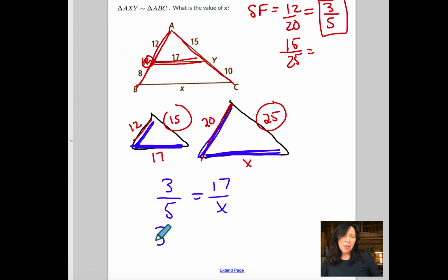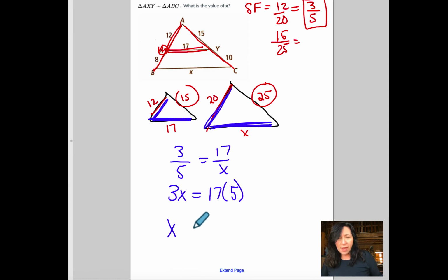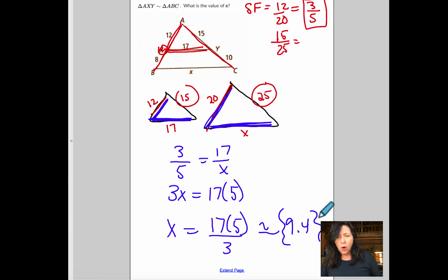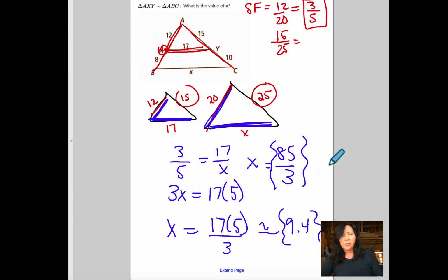I'm going to cross multiply. I get 3x is equal to 17 times 5, and so x is going to equal 17 times 5 divided by 3. You can work that out. 17 times 5 equals 85. 85 divided by 3 is, let's see, approximately 85 thirds, which is about 9.4. So you either write about 9.4, or you can just write 85 over 3 is equal to x, and that's also correct. So either one is completely fine.